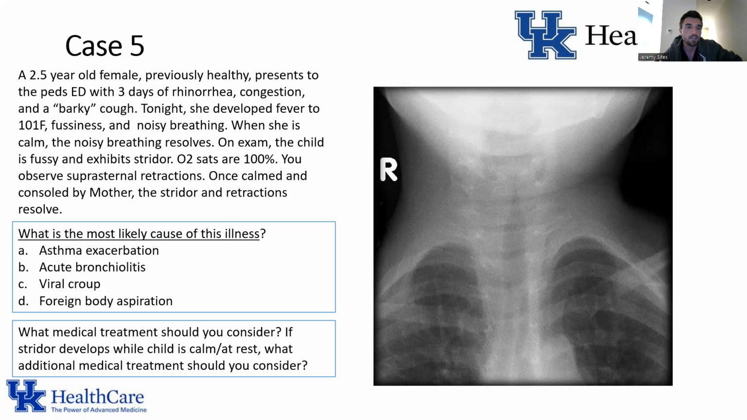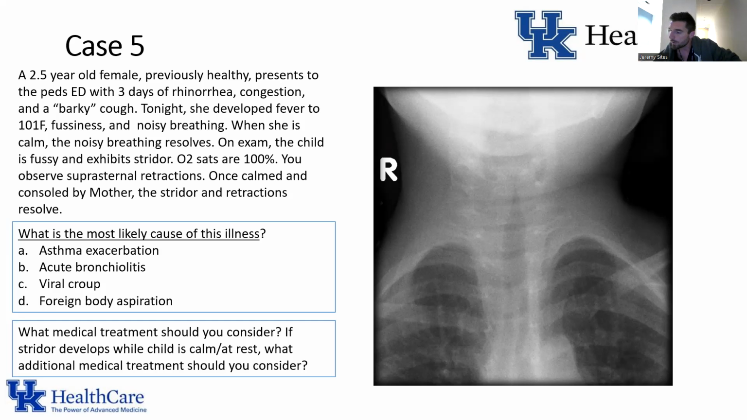On exam, the child's fussy and exhibits stridor. O2 sats are 100%. You observe suprasternal retractions. Once calm and consoled by mom, the stridor and the retractions resolve. What is the most likely cause of this illness? Asthma, acute bronchiolitis, viral croup, or foreign body aspiration.